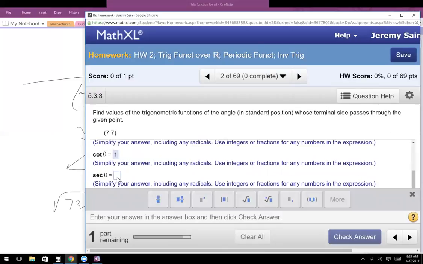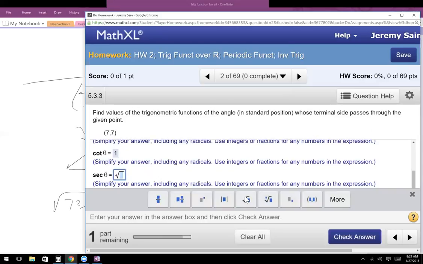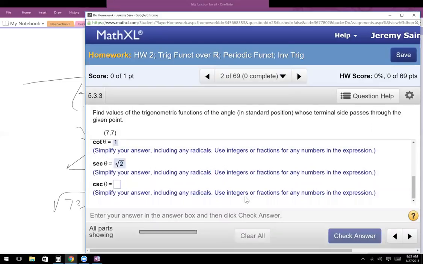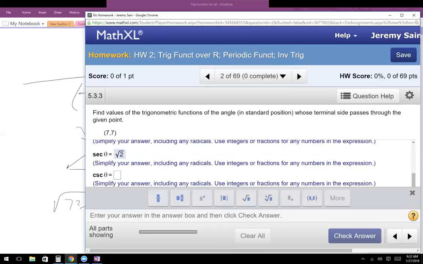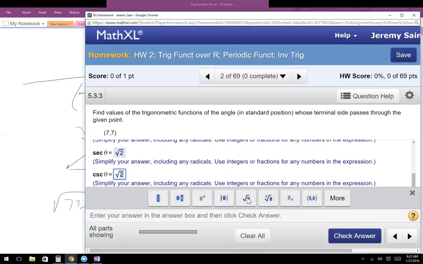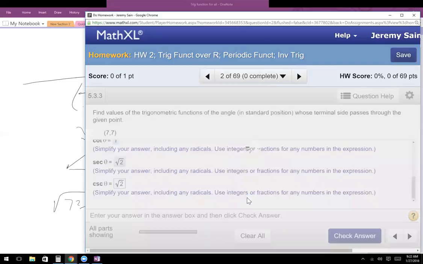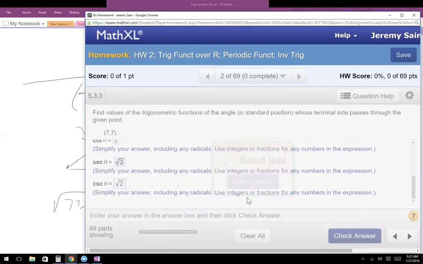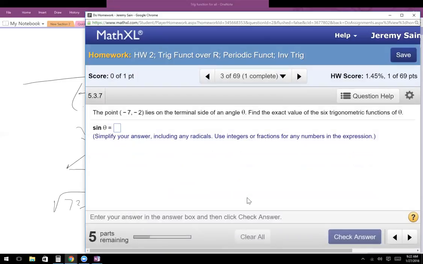Secant is 1 over sine or cosine? Cosine. So it's square root of 2. And then cosecant is 1 over sine, which sine was also 1 over root 2. So 1 over that is square root of 2. Boom. Cool. Let's do one more of those and then we'll go on to something else.